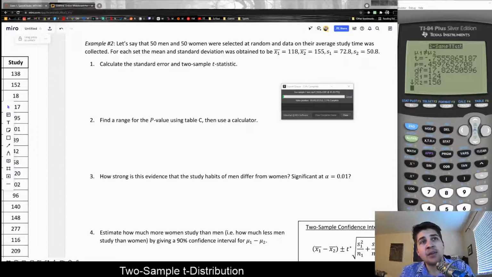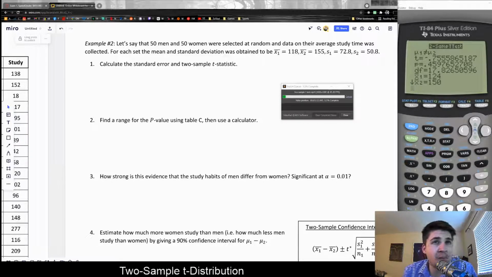Let's look at another example of a two-sample t-test, and then also elaborate and see how we would adjust this to do a two-sample confidence interval. So example 2 from the packet says, let's say 50 men and 50 women were selected at random and data on their average study time was collected.